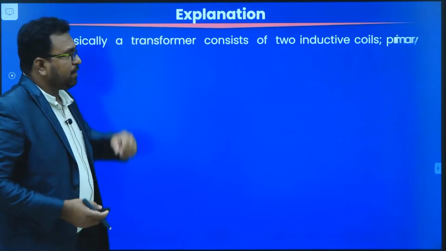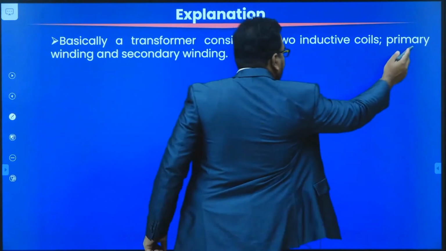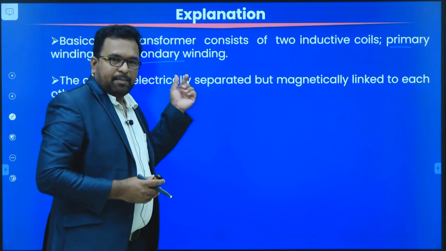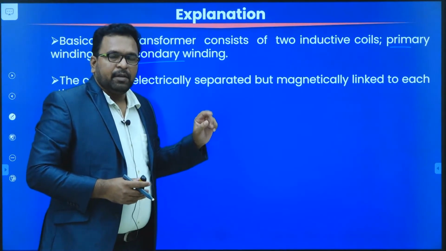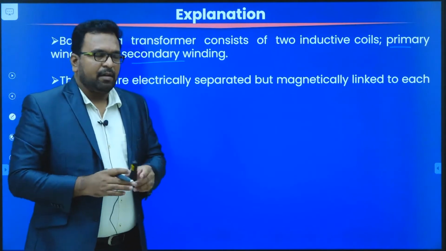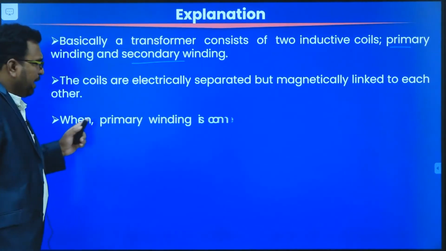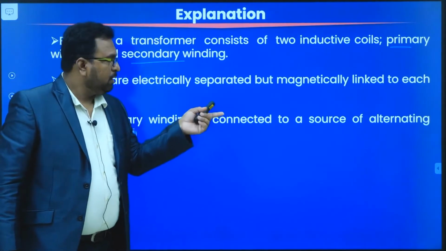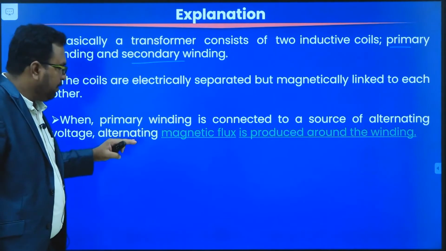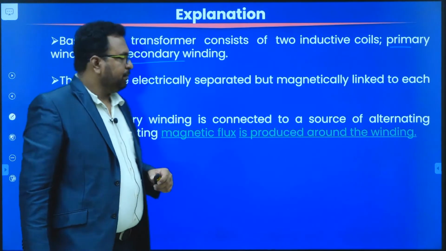So basically a transformer consists of two inductive coils. The first one we are going to call primary and the second one secondary winding. These two coils are electrically separated but not magnetically. The primary winding and secondary winding are electrically separated but they are linked magnetically. When primary winding is connected to a source, and what is the type of the source we are using here? Alternating voltage. Then alternating magnetic flux is produced around the winding.